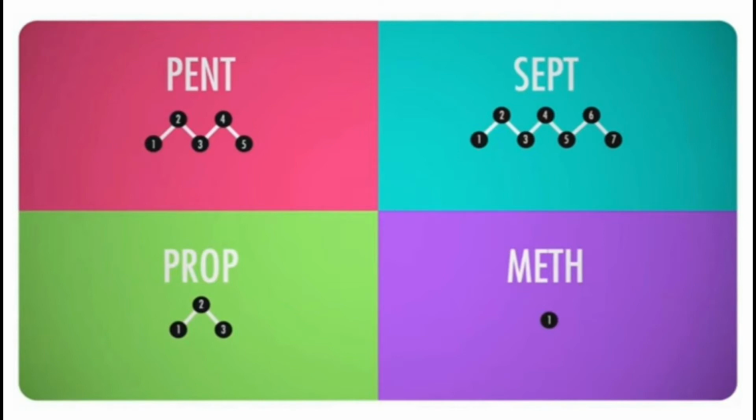In the first compound, there are 5 carbon atoms and thus it is pent. In the second one, there are 7 carbon atoms and therefore hept. In the third one, there are 3 carbon atoms, thus prop. And in the last one, there is only 1 carbon atom and we call that meth.